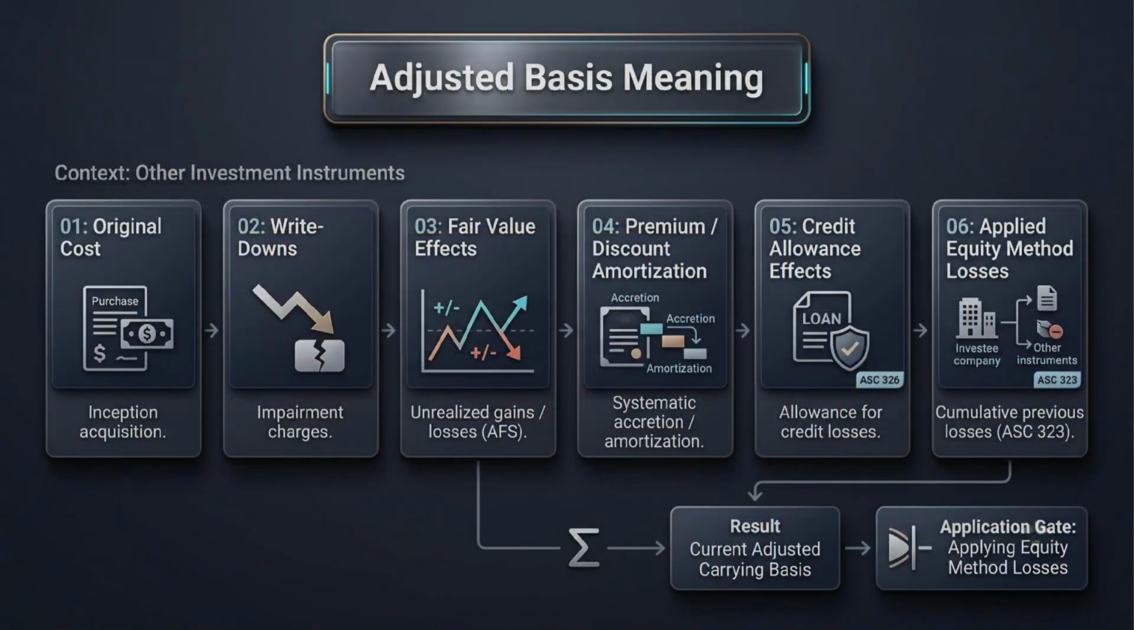When applying losses to other investments, we use adjusted basis, not original cost. Adjusted basis begins with original cost and then reflects write downs, fair value effects where applicable, premium or discount amortization, credit allowance effects, and prior equity method losses already applied to that instrument. This matters because the investor's current exposure may be different from the price originally paid. Using original cost after years of adjustments would be like using an old map in a city that has built three new bridges. The current basis is the number that matters.